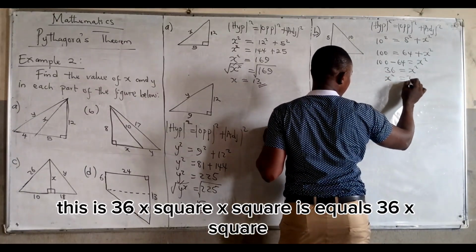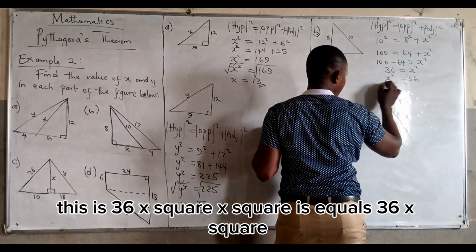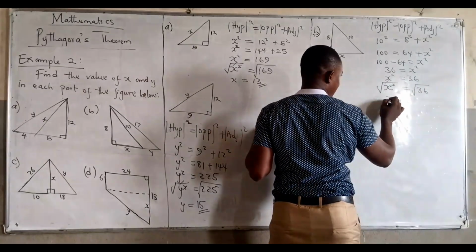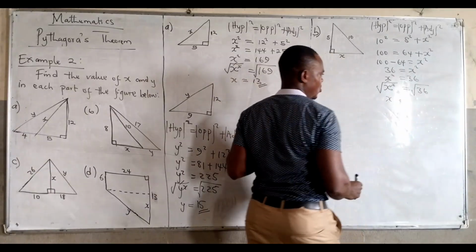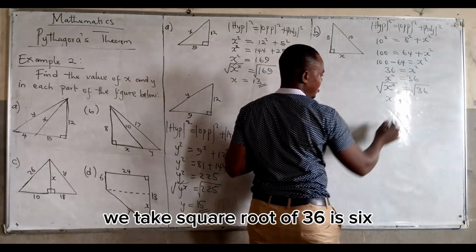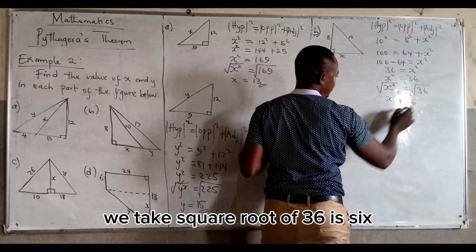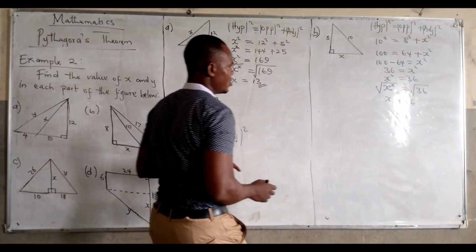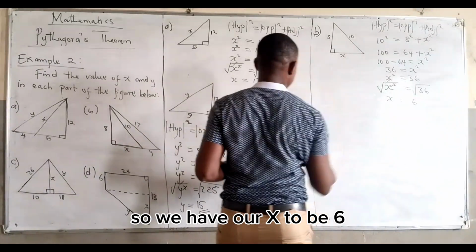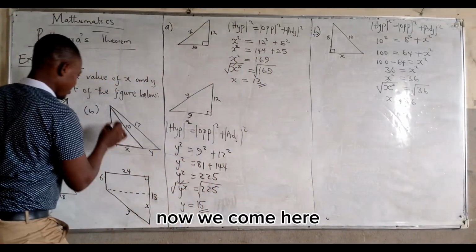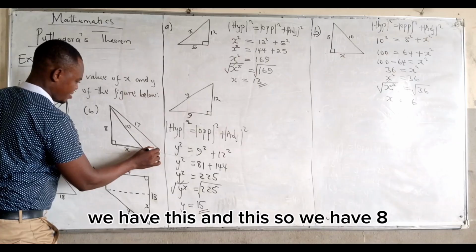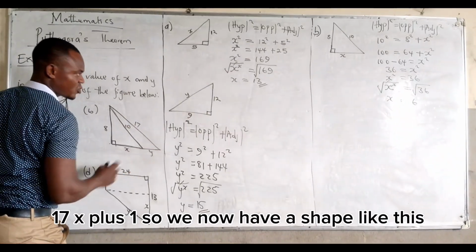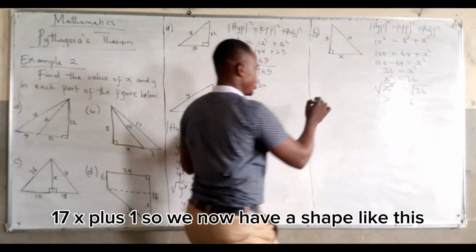X square is equal to 36. X square is equal to square root of 36. X is equal to, we take the square root of 36, which is 6. So we have our x to be 6. Now we come here, we have this and this. So we have 8, 17, x plus y. So we now have a shape like this.